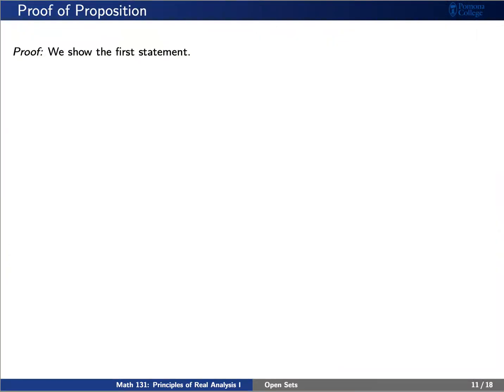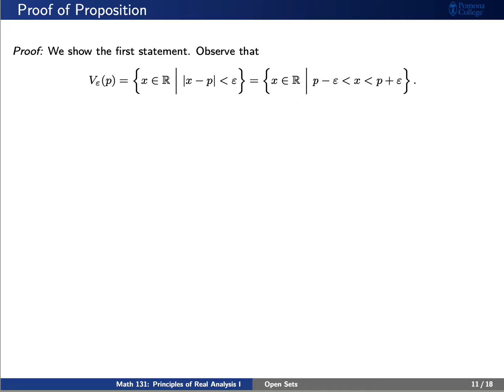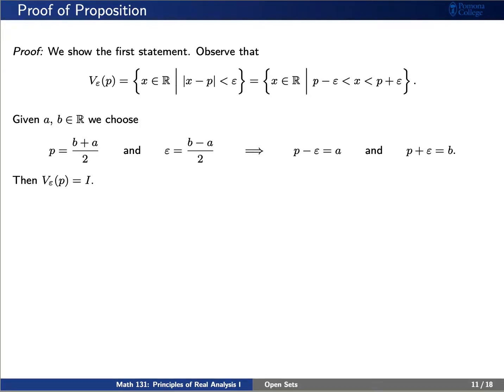Let's prove the first statement. First, we'll observe that we can write V sub epsilon of p as the collection of real numbers x such that p minus epsilon is less than x and x is less than p plus epsilon. Given two real numbers a and b, we'll choose p to be (b plus a) over 2 and epsilon to be (b minus a) over 2. We do this so that p minus epsilon is equal to a and p plus epsilon is equal to b. If this is the case, then V sub epsilon of p is indeed our open interval I.